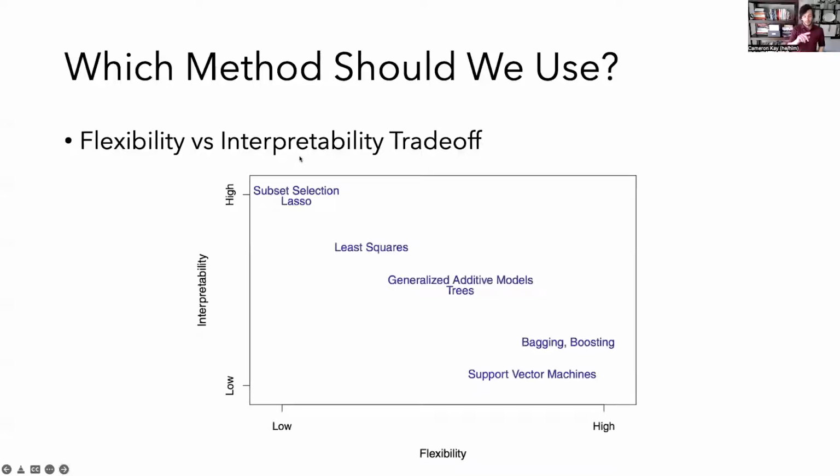So this figure here just shows some examples of methods that fall between interpretability and flexibility, right? One method which we'll be talking about today, which is highly interpretable, is lasso regression, but it's not as flexible as some other models. It's generally not going to provide as good predictions as other models, but it's very easy to explain what's going on with a lasso regression.